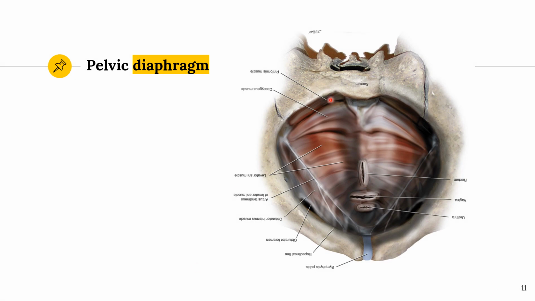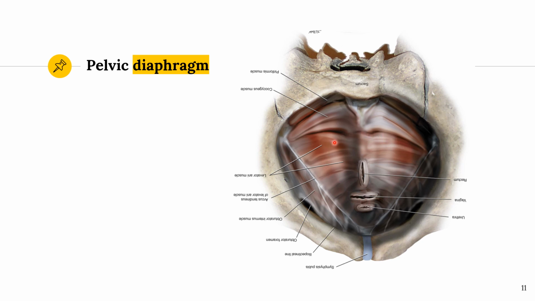This is an atlas to view the pelvic diaphragm from superior, and I purposely made it upside down so it tallies with our earlier diagram. Here is the pelvic side wall, obturator internus anteriorly, and piriformis posteriorly. And here is the pelvic diaphragm, coccygeus muscle posteriorly, and levator ani, the main bulk, anteriorly.